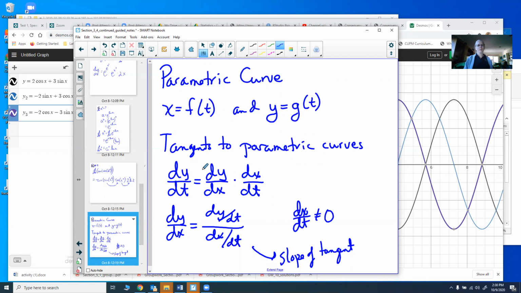We don't want to do that. But if I want to solve for dy/dx, because I need to know the slope of the tangents, and the slope of the tangents is the derivative of y with respect to x, then I want to solve for dy/dx, and that would just be dy/dt over dx/dt. And this is the slope of your tangent, provided, of course, dx/dt is not 0.